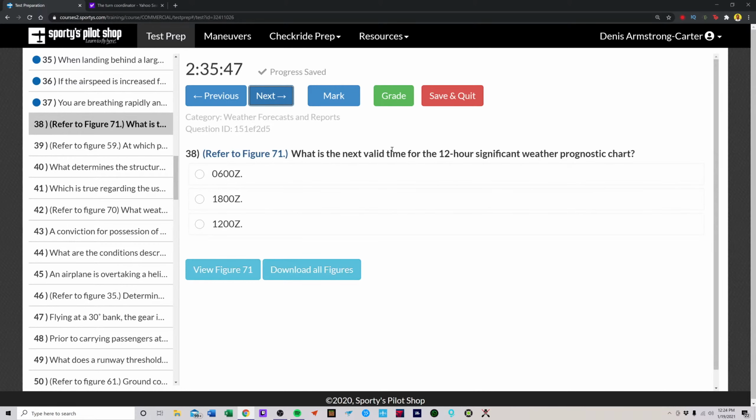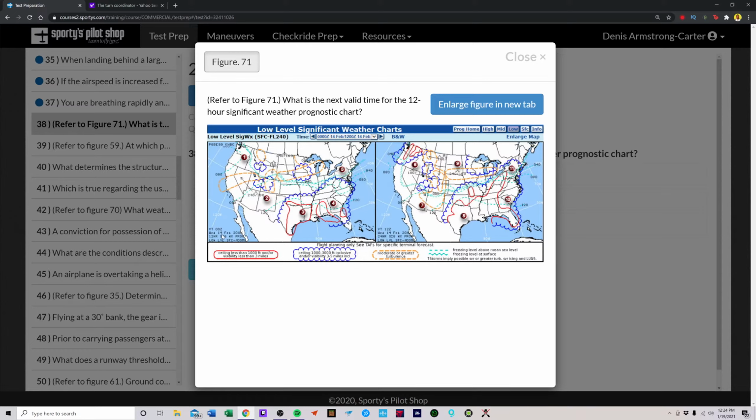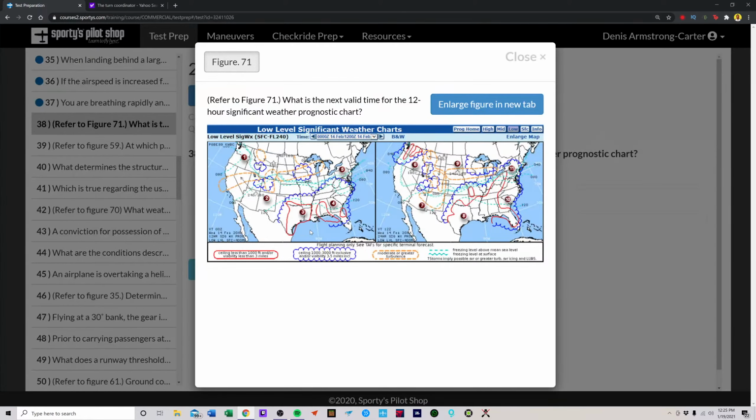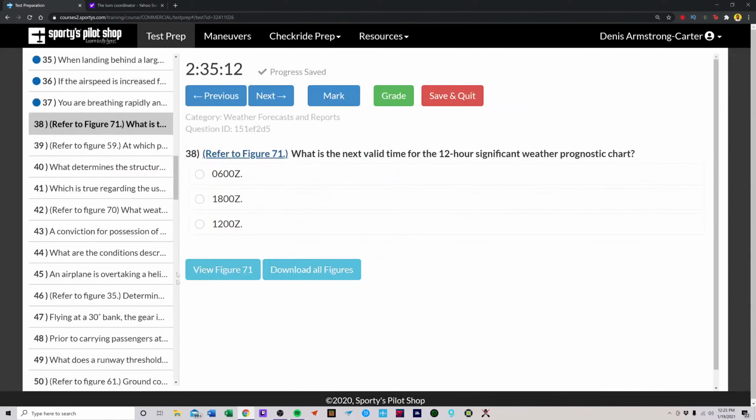What is the next valid time for the 12-hour significant weather prognostic chart? 12-hour. Wait, that's the 12-hour, that's the 24. So, valid through 00 Zulu. So 12 hours from 0 is... Let's see. I'm tired. I can't even think. 12 o'clock. So 12 Zulu.